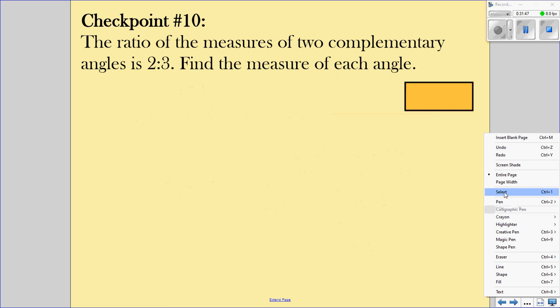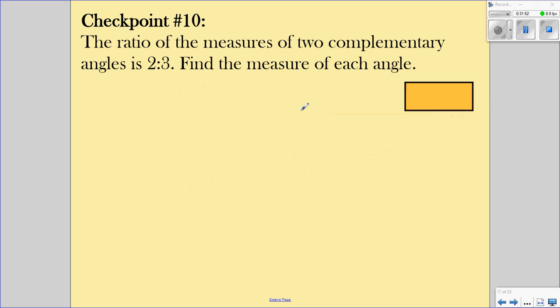Okay, next one. The ratio of the measures of 2 complementary angles is 2 to 3. Find the measure of each angle. Complementary, supplementary. You may have learned this during middle school with angles. Complementary means 90 degrees. Supplementary means 180. So we're going to do 2x plus 3x equals 90.